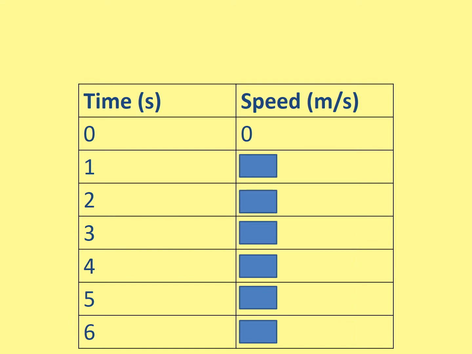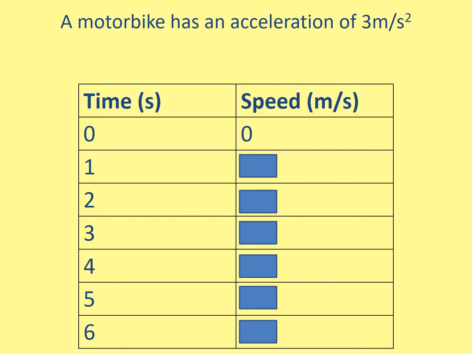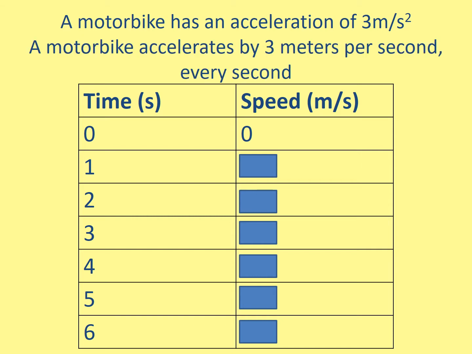Okay, let's have a look at another example. A motorbike has an acceleration of 3 meters per second squared. Now that means that a motorbike increases its speed by 3 meters per second every second. A motorbike accelerates by 3 meters per second every second.